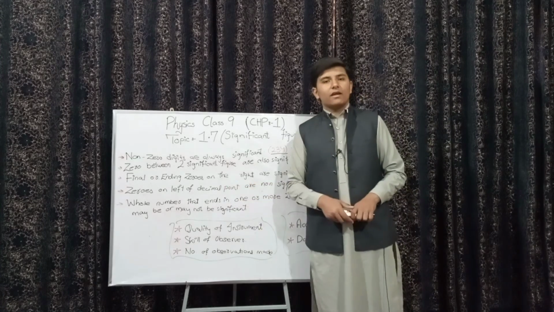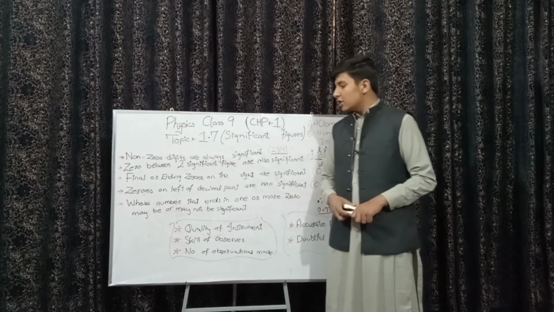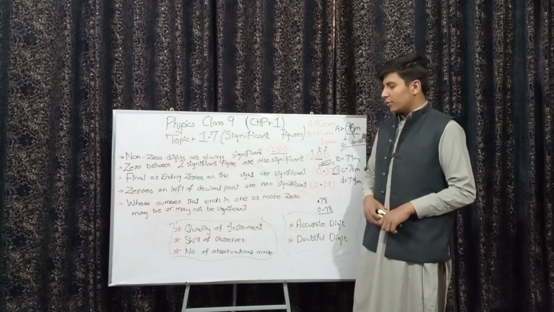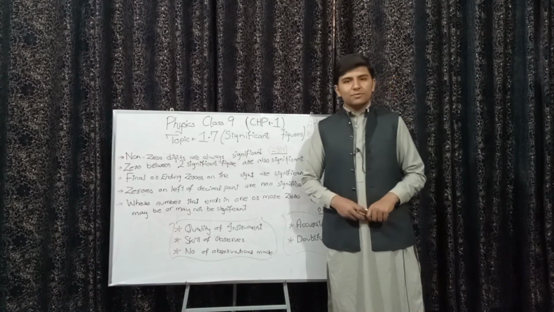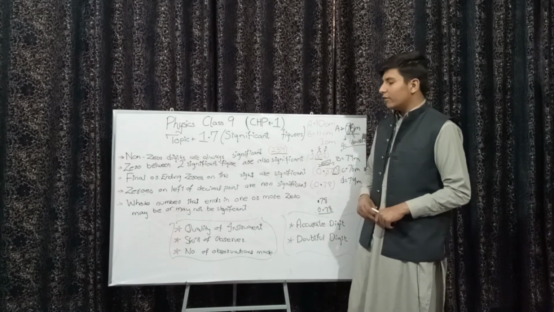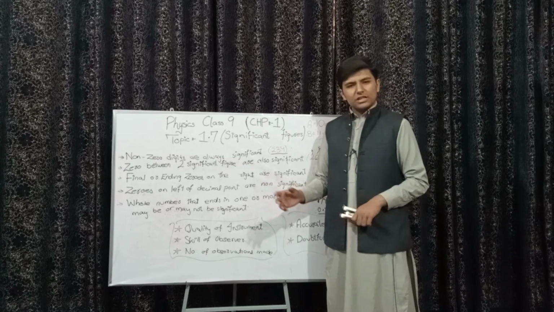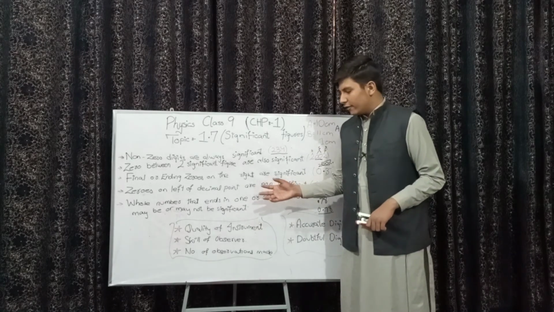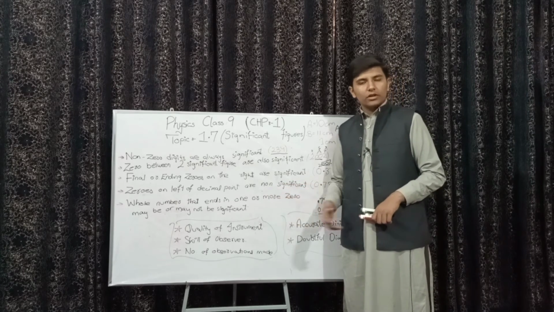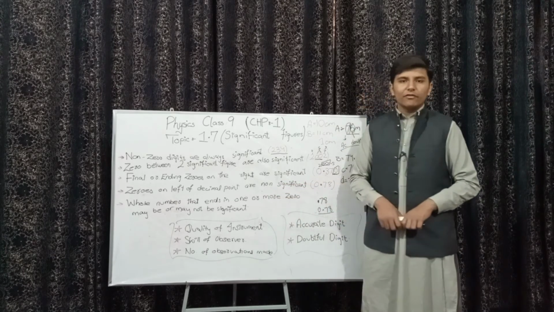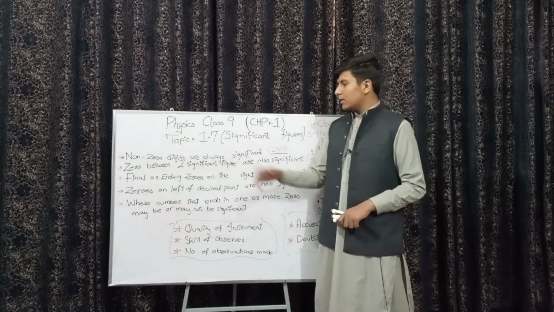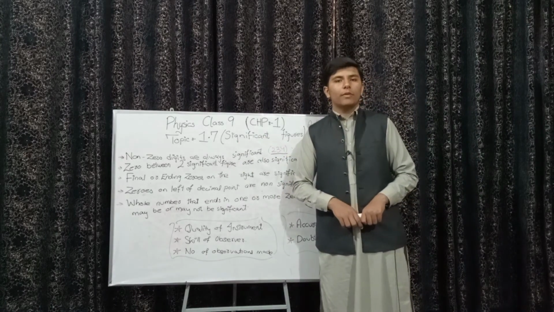The last point is a special case. It says that whole numbers that end in one or more zeros may or may not be significant. It has a special case which is not described in our book in detail. It is just said that if we have a whole number ending with one or more zeros, it may be significant or may not be significant. So this was our topic, significant figures. Hopefully you have understood it.